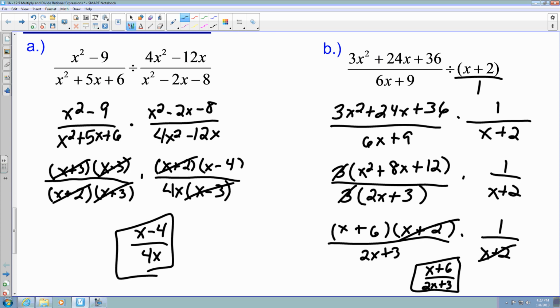And that is multiplying and dividing radical expressions.